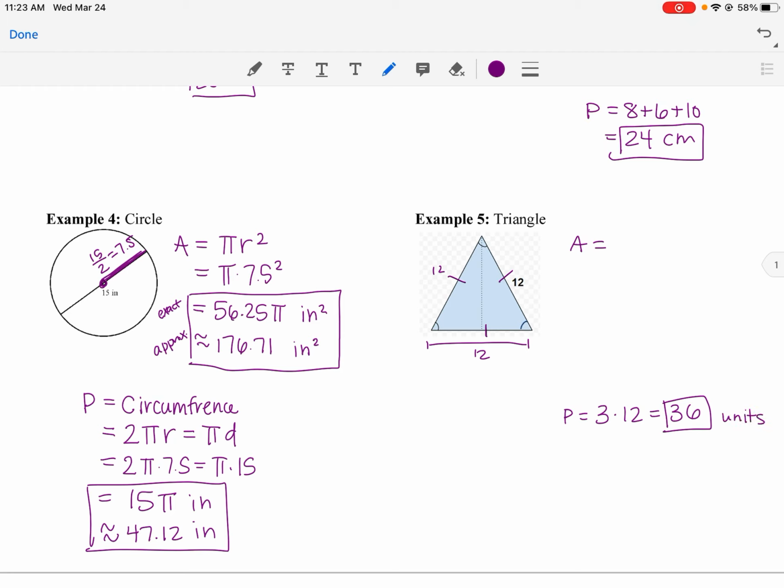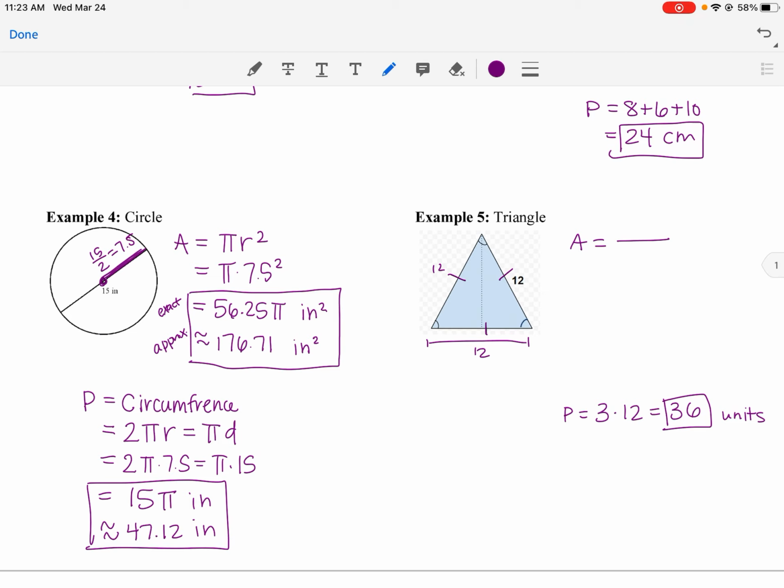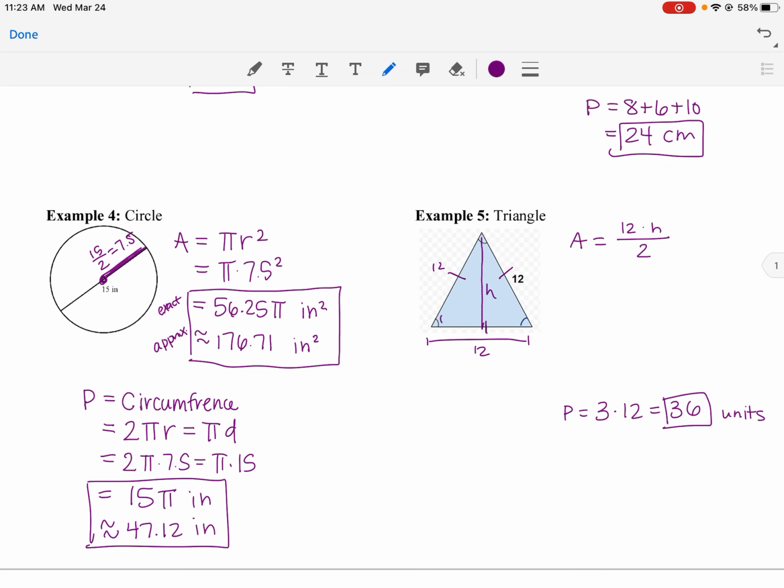The tricky part is my area. I know my base is 12, but the problem is I don't actually know my height. I know it's this line down here in the middle, but I don't know what that is, and then I'm going to divide by 2. So the issue here is we want to figure that out. You'll notice since it is an equilateral triangle, those are both 60. I'm just going to focus on 1/2 of this triangle for a minute, so I'm going to do a little work over here on the side.